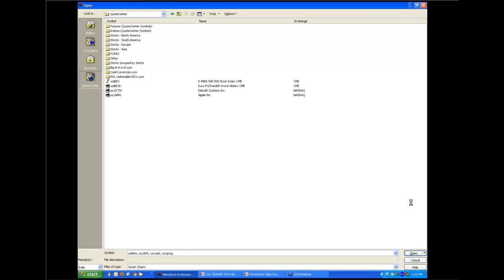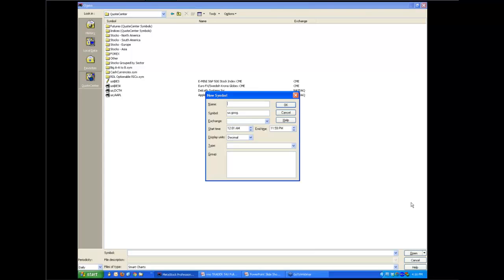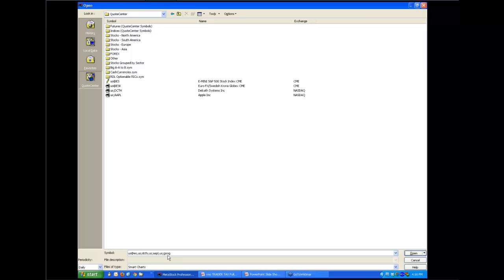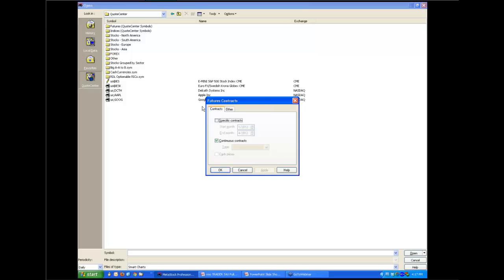I don't do a lot of currencies, as you can tell. Oh, I had a typo in there. I'm just going to fix that real quick. Okay, now since I'm doing the futures contracts, MetaStock asks me if I want continuous contracts or specific contracts. I'm going to actually do continuous.